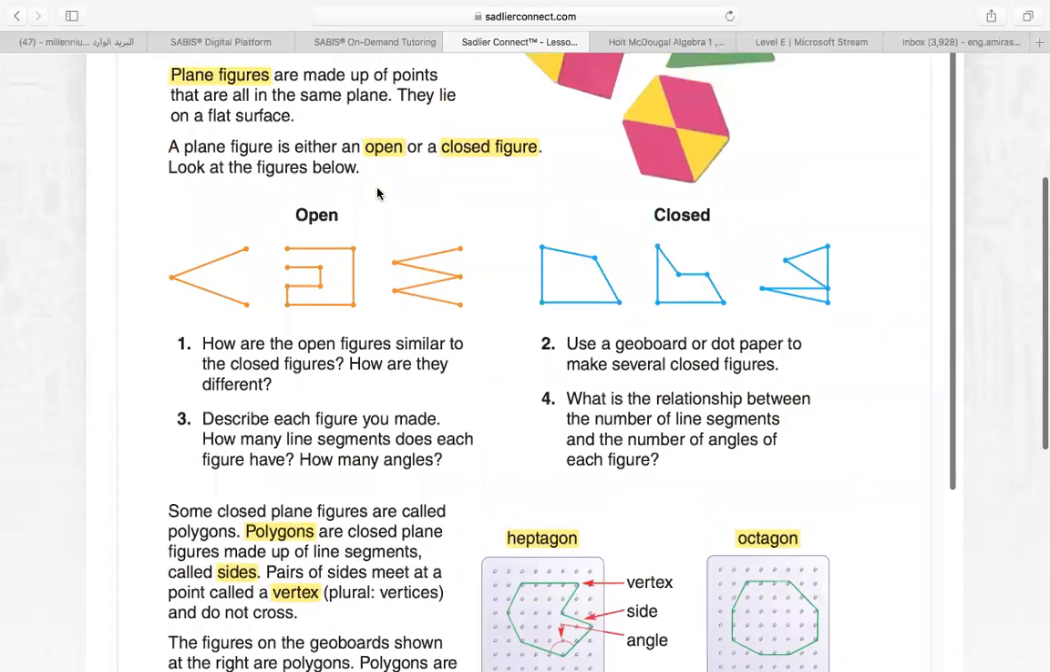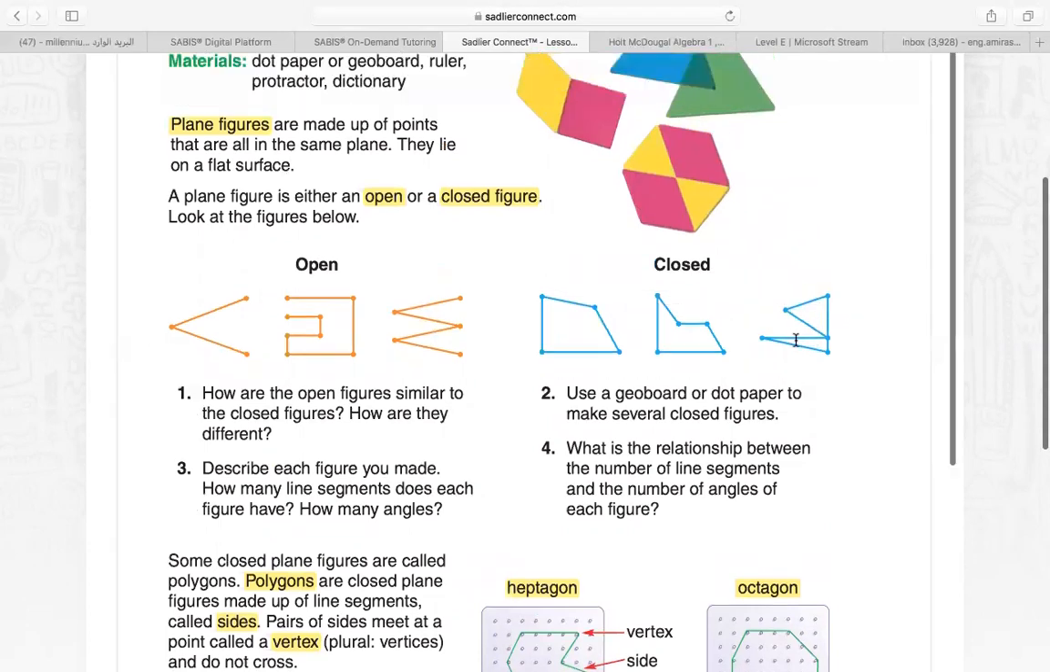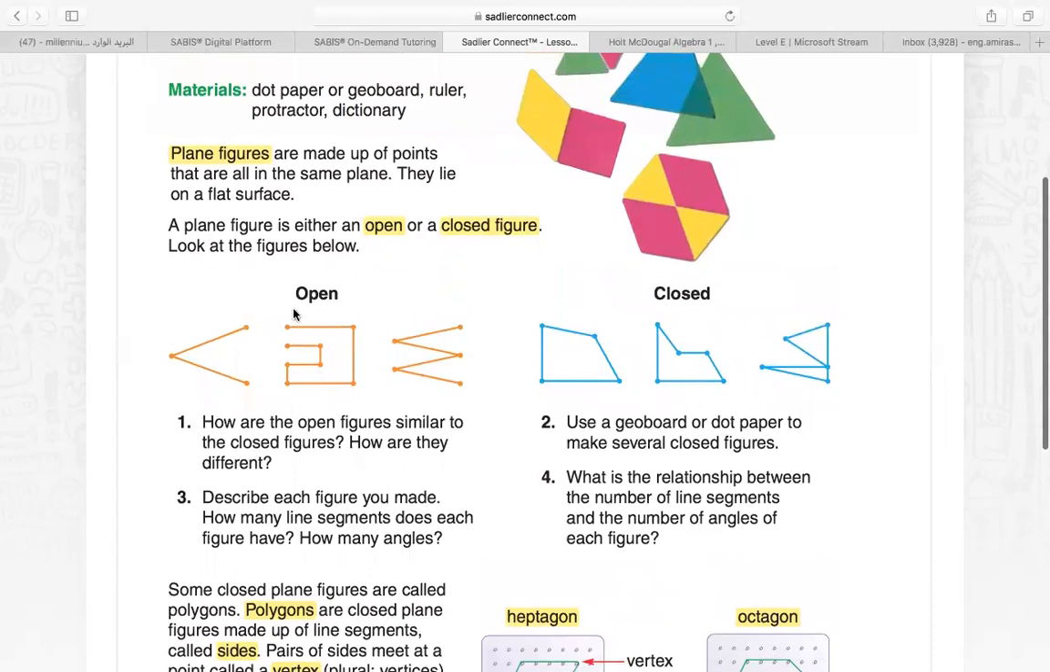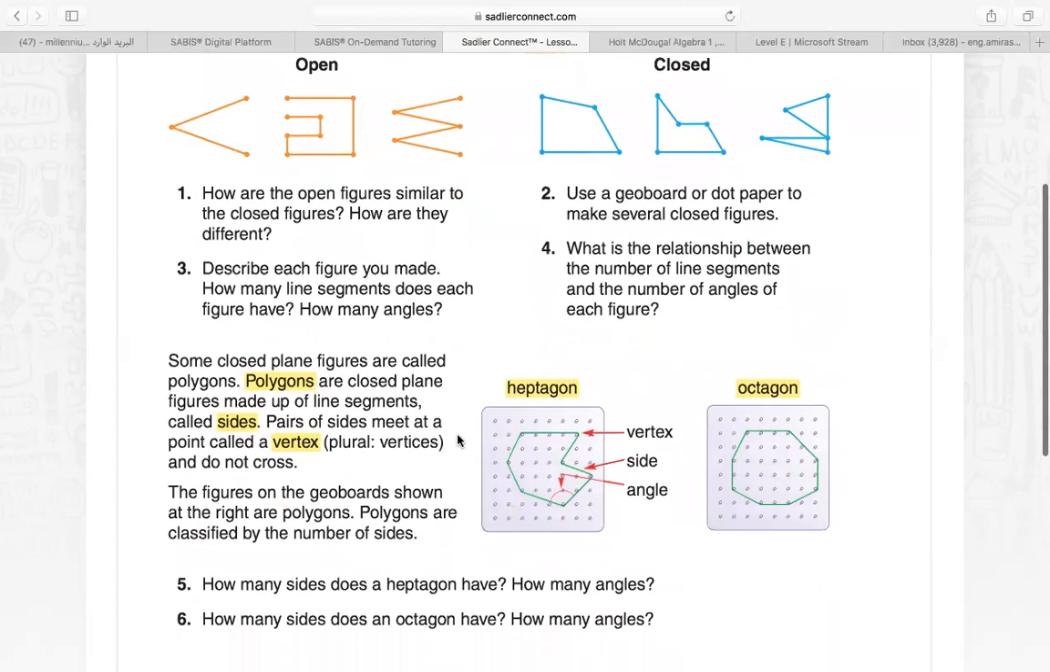So again, open figures have points that are not connected. Closed figures, all the points are connected. Plane figures like those on the right and on the left. What about polygons? Polygons are closed plane figures made up of lines.